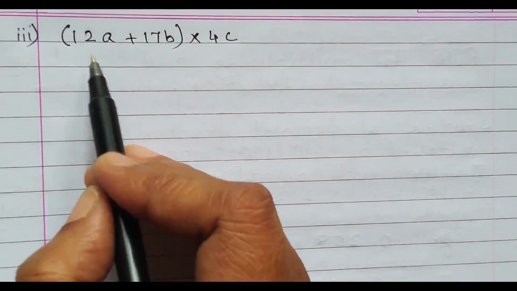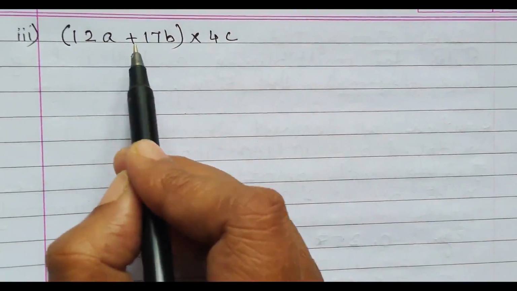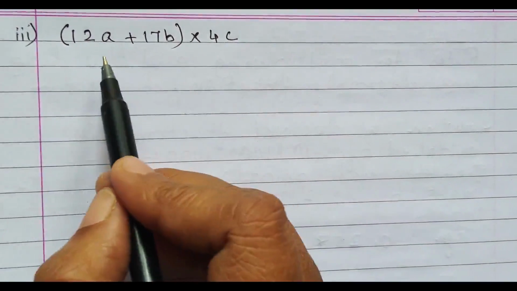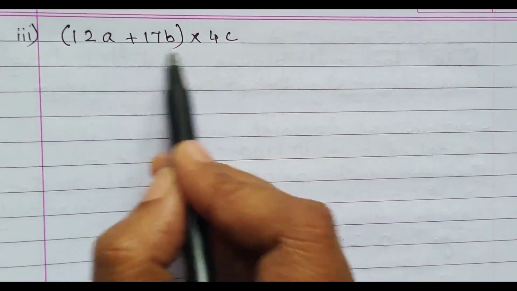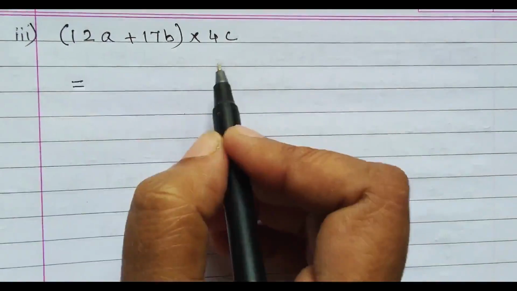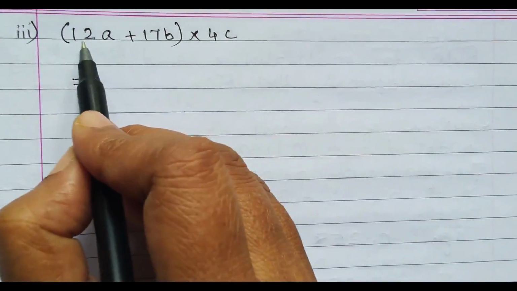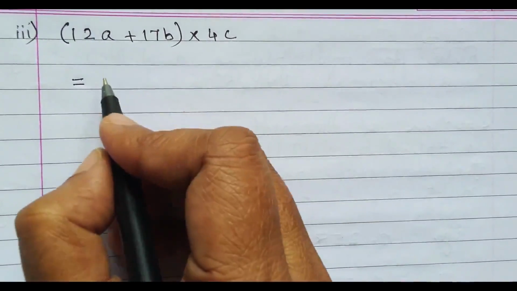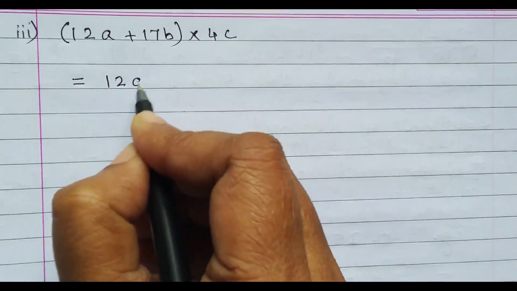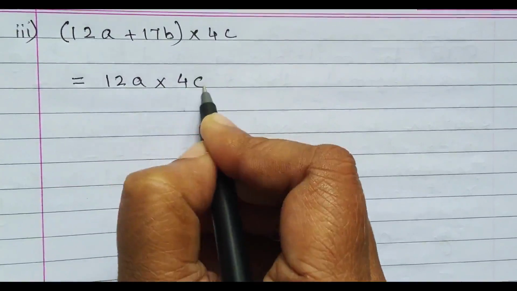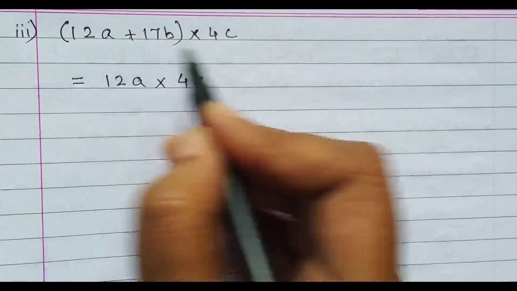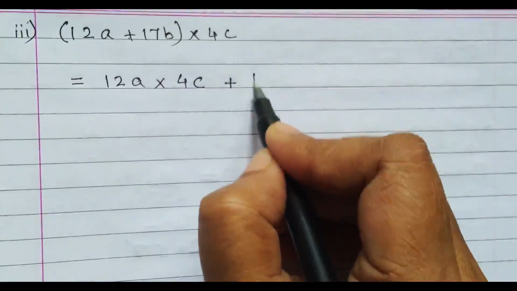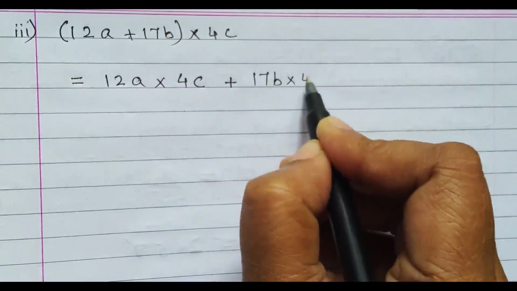Now let's see the third question. It is 12a plus 17b multiplied by 4c. This is multiplication of a binomial by a monomial. So what we have to do? We have to multiply each term of the binomial by the monomial. So you will have 12a multiplied by 4c. The sign here is plus, so you will have a plus sign here, and 17b multiplied by 4c.